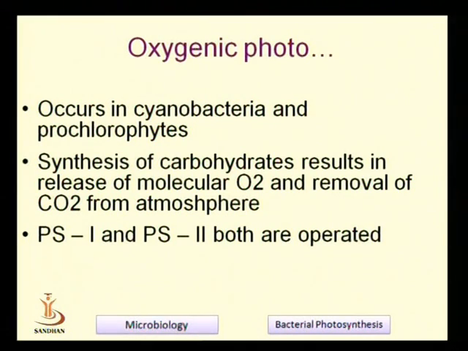For the synthesis of carbohydrate, both the light reaction and dark reaction will be operated. As a result of dark reaction, there will be the synthesis of carbohydrate. This results in the release of oxygen. As they are releasing oxygen, we can understand that these organisms, oxygenic photosynthetic bacteria, utilize both the photosystems, that is PS2 and PS1. At the same time, they will remove carbon dioxide from atmosphere. So PS1 and PS2, both the systems will be operated in cyanobacteria.